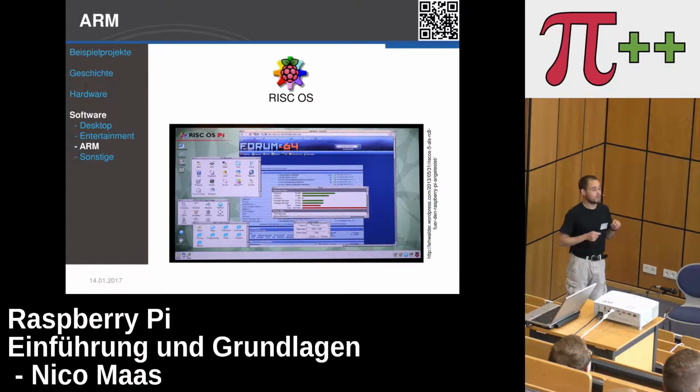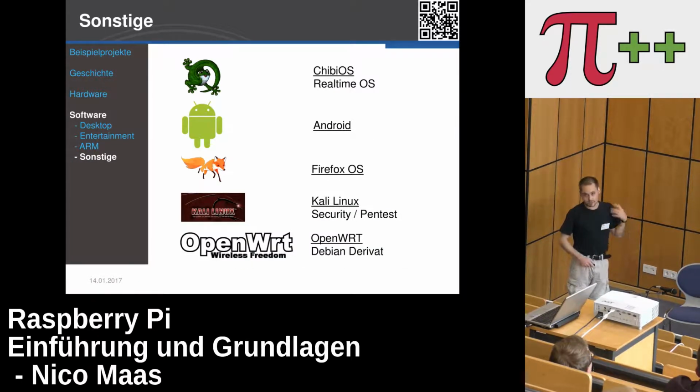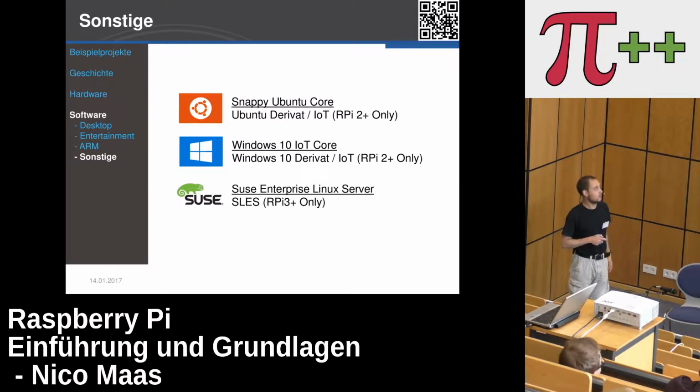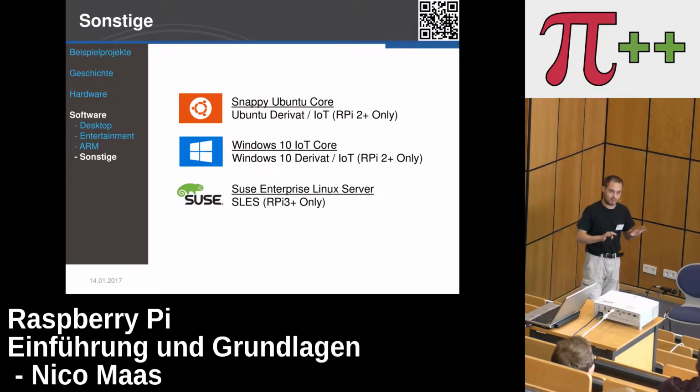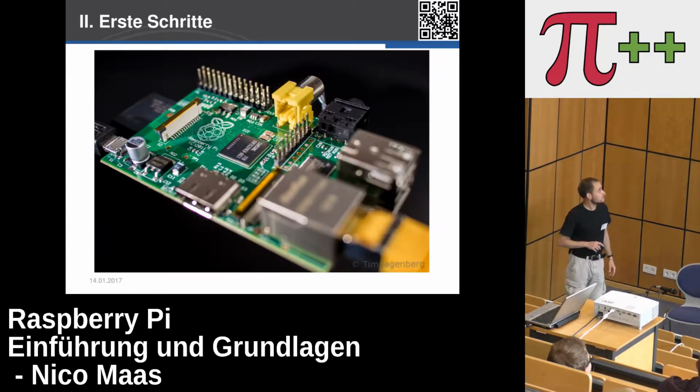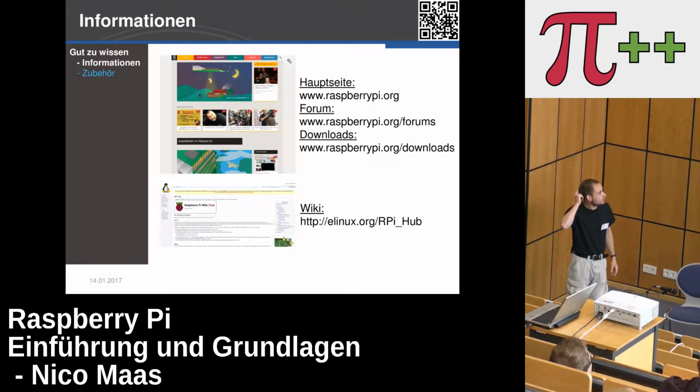RISC OS, if you're really into something new and have played them all, you can use that. It's interesting. I had to admit I was using an old Macintosh from 1987 and other stuff I was playing around with, but that thing was really new. So if you want to see something really different, try that. And we got a bunch of other stuff for special things as well. From GPIO for real-time operations, Android, Firefox OS, which is kind of dead now, I think, sadly, and Kali Linux, OpenWRT. And the really special ones, like Snappy Ubuntu Core for IoT and Windows 10 IoT Core. It's really only for IoT, you do not get any desktop, so don't think about that. And SLES.